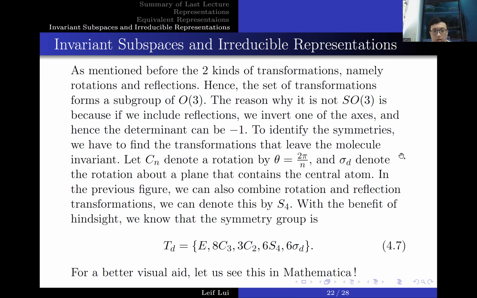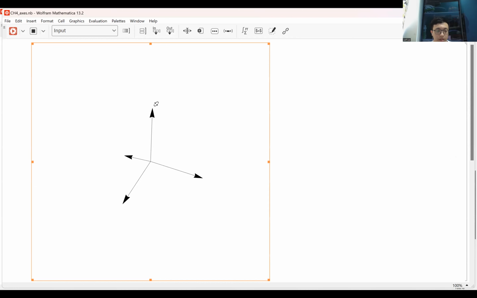CH4 axes. Okay, so basically, one of the symmetries is if I line up the atom like so. So let's do this first. This is a tetrahedral molecule. If I align it like this, we can rotate it by 2 pi over 3, namely 120 degrees, to yield the same thing. We can also reflect it if we align it like this. It's a bit hard to drag. So if we have it like this, we can also reflect it about this axis, or this axis.